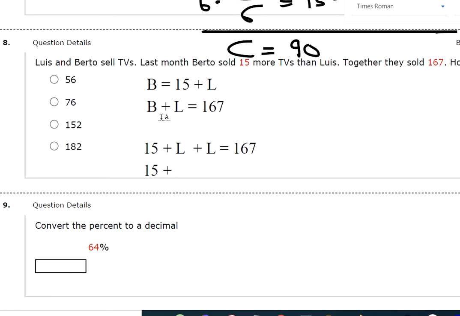So 15 plus L, so that's 15 plus 2L. And then to get L by itself, subtract 15 from both sides. And then the last step is divide both sides by 2.